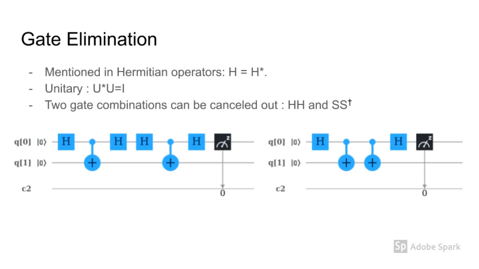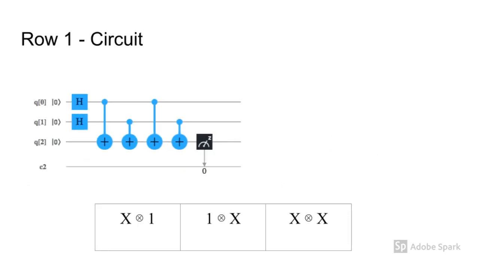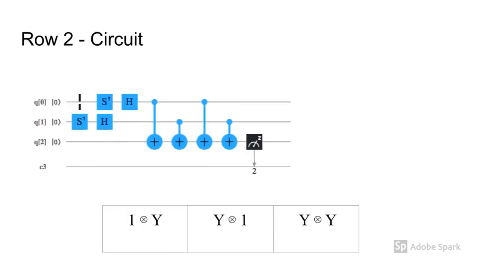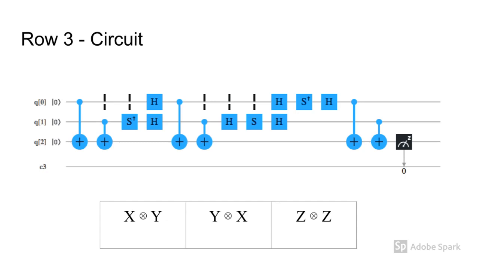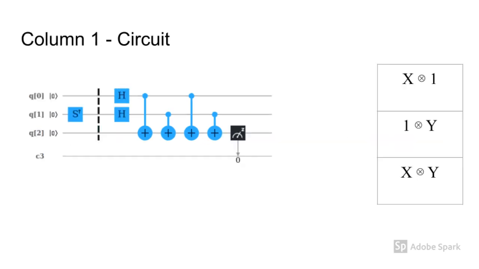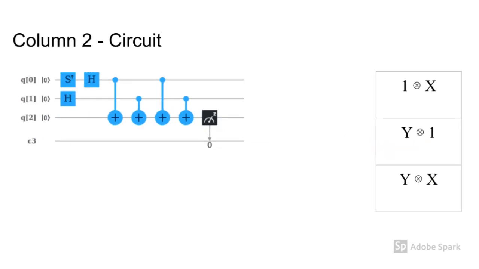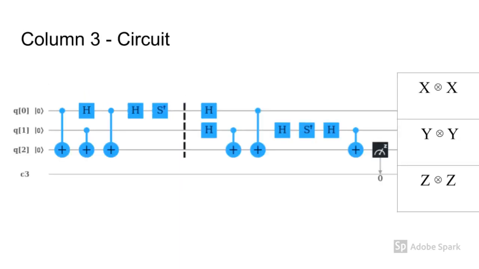A similar situation is applicable to the S-gate. Its Hermitian conjugate is not equal to itself. However, the S-gate and its Hermitian conjugate can be found successively in a circuit as well. Although for the rest of the rows and the columns, we can easily say that the results are predetermined, for this one, we cannot quite say a thing. So, after the measurements, we will see how it goes.